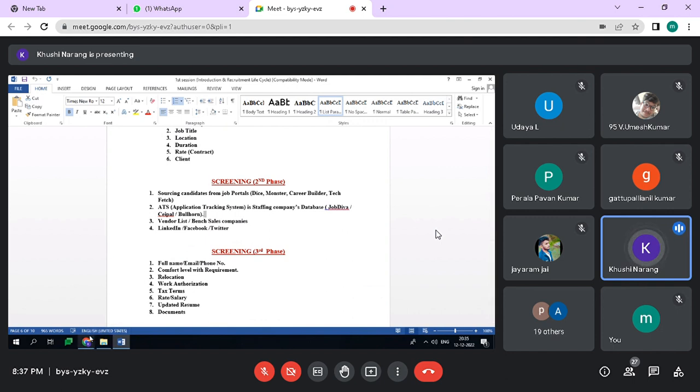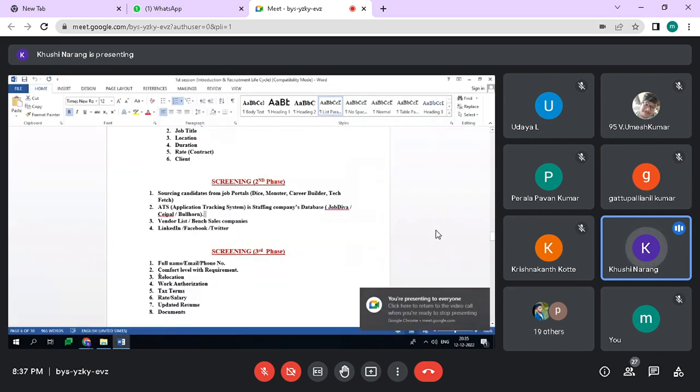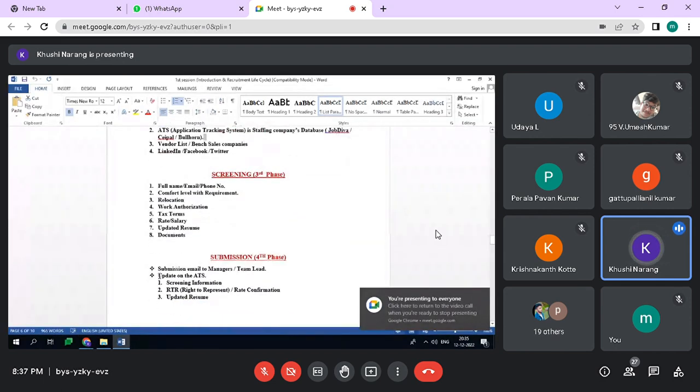First is understand the requirement. Second, source the candidate. Third, screen the candidate. Fourth will be? Submission. Correct. Fourth will be submission. Now all the work is done, the candidate is found, what do we have to do? Submit, right? So here, you have to submit two times. First, your submission mail goes to your manager and leaders. And the second is to the ATS.